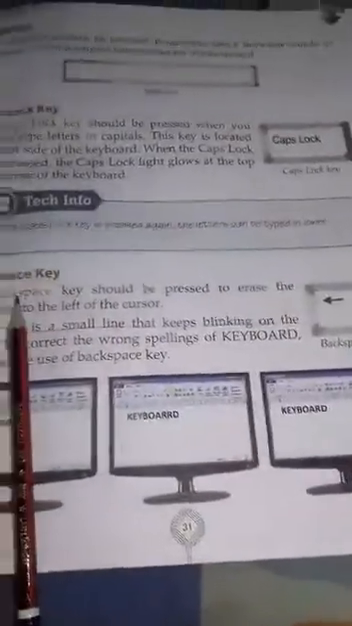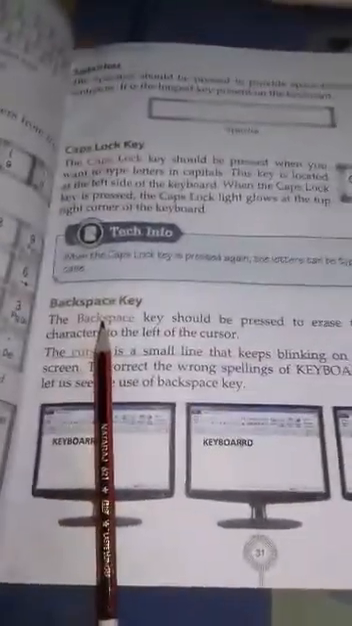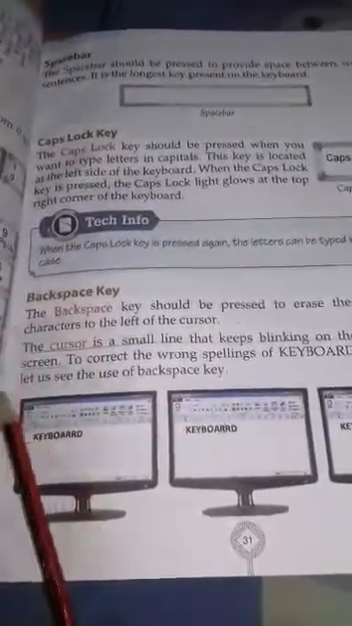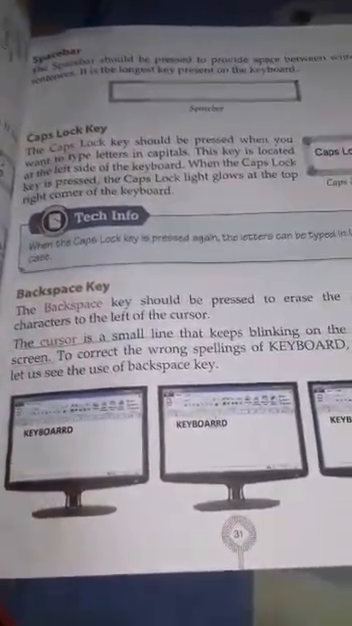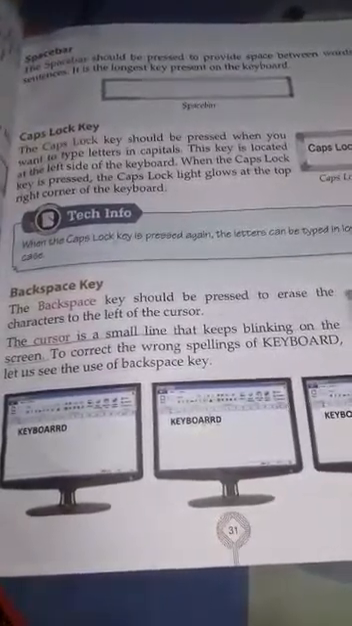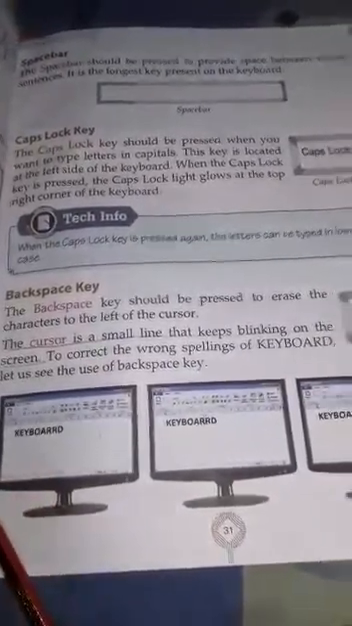Open page number 31. Children, in our last class I have taught you about different types of keys present on the keyboard. Today I am going to continue the same lesson and I will explain you about some other keys.